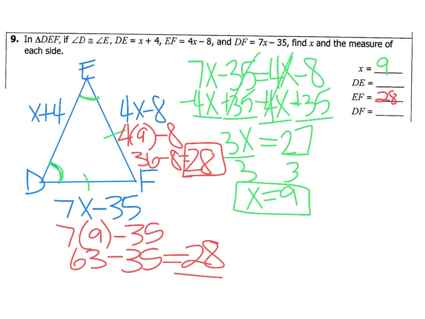All right, and what do you know? Our legs are the same measure as they should be. They're both 28. And then to find DE, we just plug 9 in. So 9 plus 4, DE is 13. So we first solved for x using what we know about isosceles triangles, and then went back and found the measure of each side.